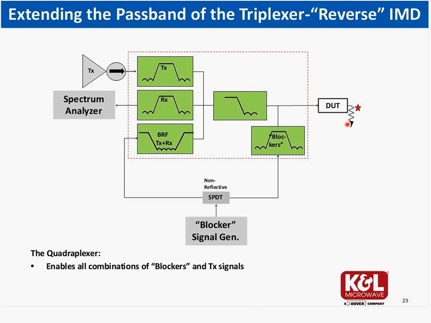Note that there is a low PIM termination on the output of the device under test. So by doing that, we inject a TX in the TX band. We inject an RX through the BRF, band reject, or through this path, and we are measuring the reflected mode. So this is a reverse or reflected IMD measurement.